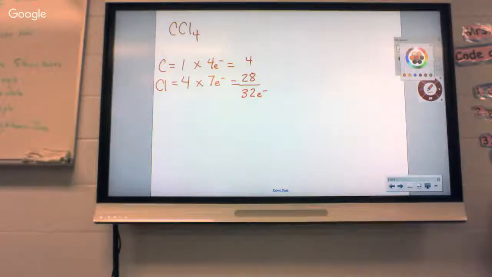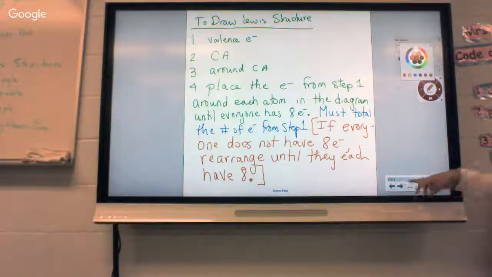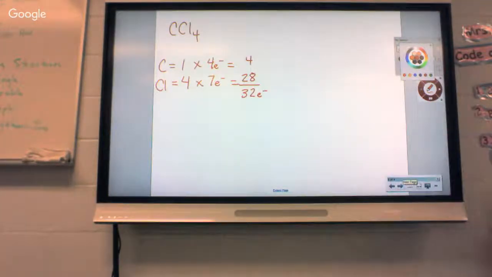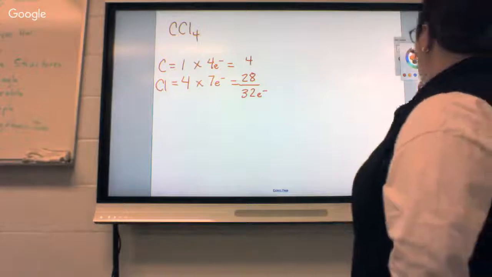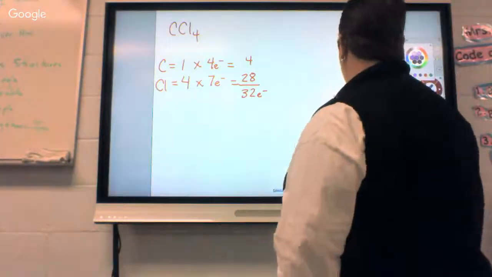Sort of. Not quite. So, next we need the central atom. Based on the 2 rules I gave you yesterday, who would be the central atom out of these 2 choices? Who is by itself in only 1 atom? And C will be the central atom. So, we're going to put C in the middle.